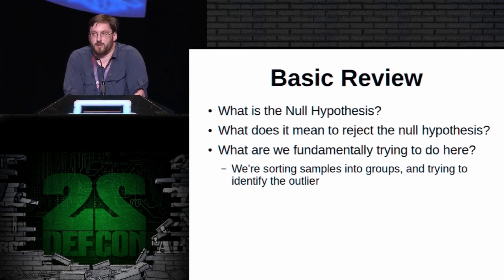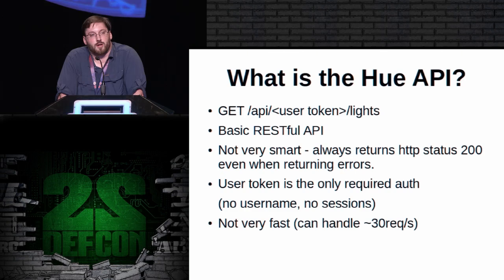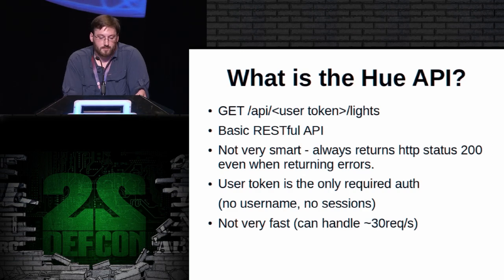So to back up a little bit, let's talk about the Hue API. The user token that we're using right here is octal. It's 10 randomly chosen characters, 0 through 8. And so for our hypothesis testing, we are generating a random user token and starting with a guess from each of these categories.